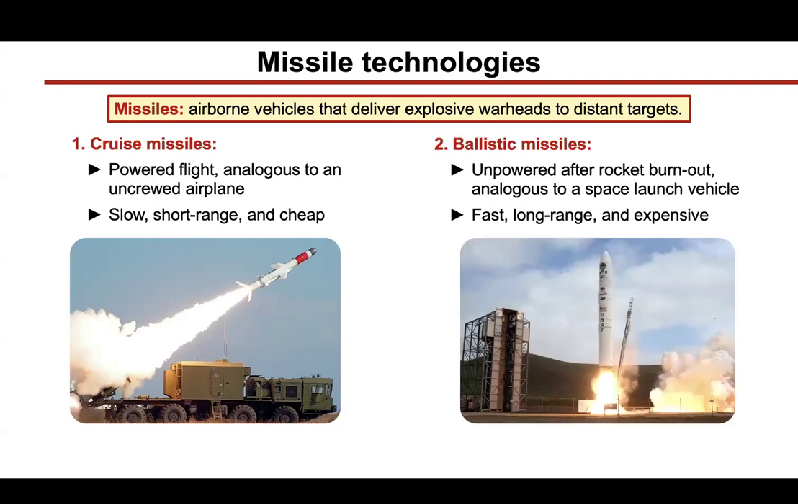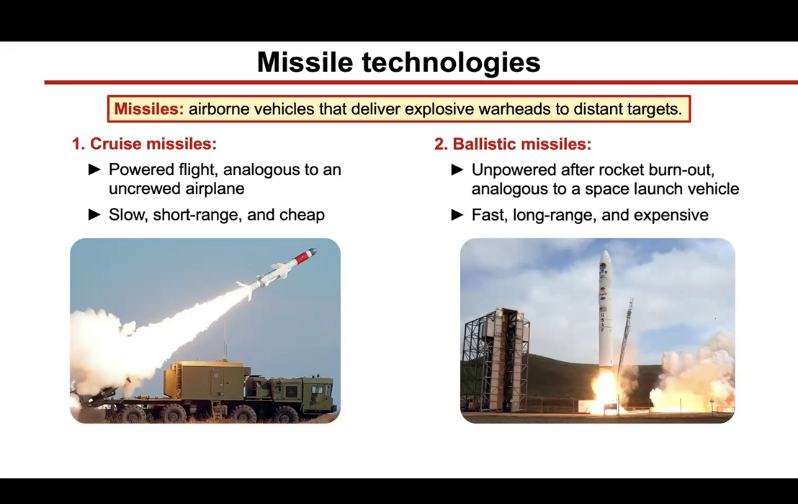our second category of missile technology, the ballistic missile. This is, in many ways, analogous to a space launch vehicle. What you see here is actually a repurposed Peacekeeper ICBM, now used as a space launch vehicle. You have a very large rocket engine, so most of what you see here is just fuel and the engine itself. And then at the tip of this, you have a small payload containing reentry vehicle.